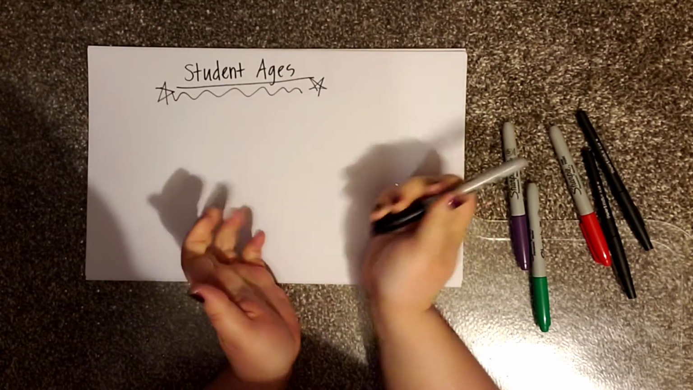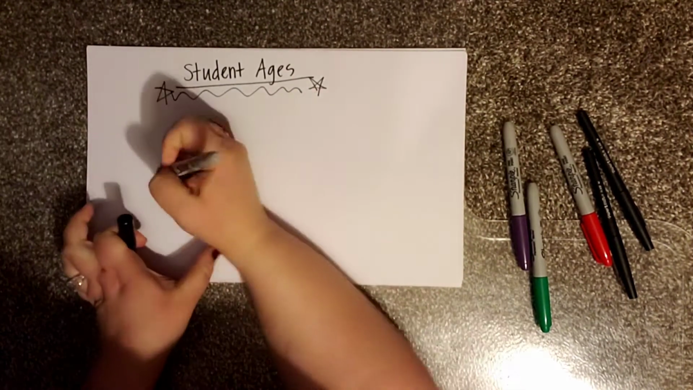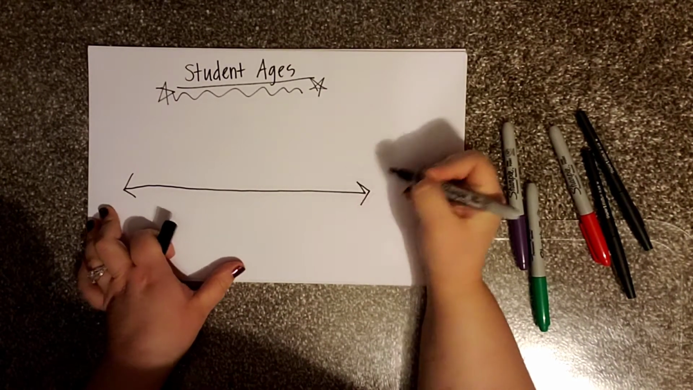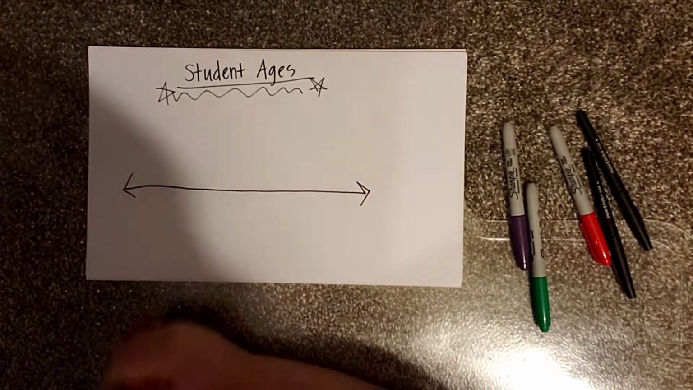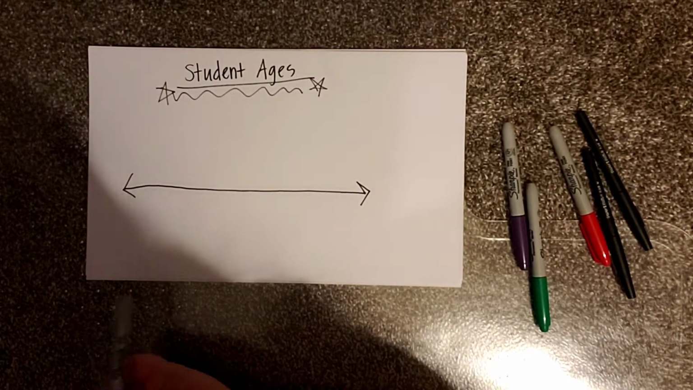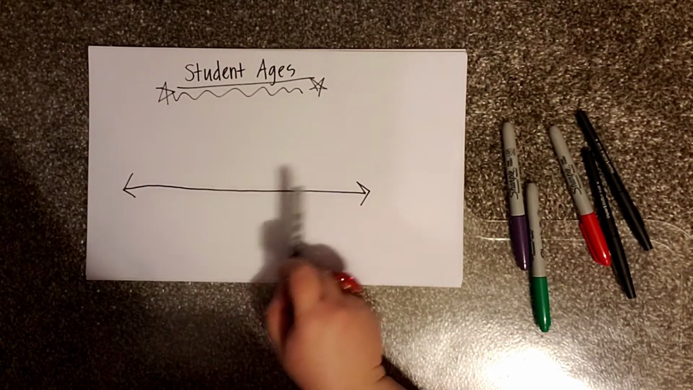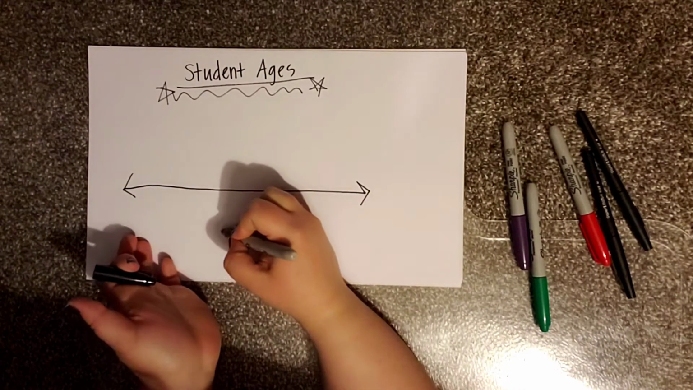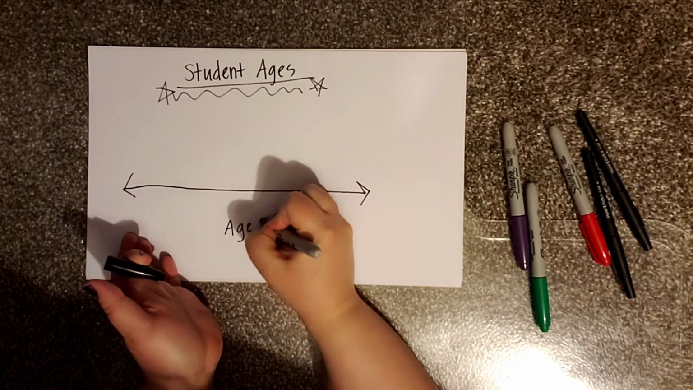Okay. Student ages. The next thing that I need to do is I need to make a number line. And you guys know how to make a number line. We've been making these for a while. Okay. There we go. Now, I need to have the options down here of what the ages could be. So I'm going to label this down here. Down here, I'm listing the ages.